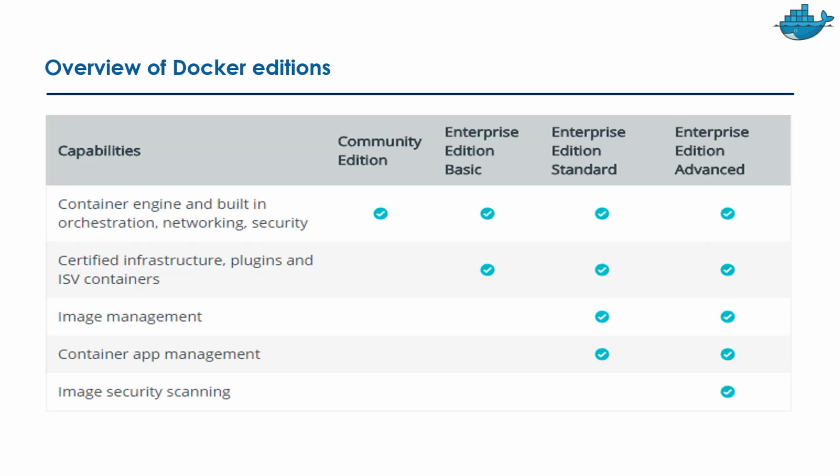These are the features supported on the basis of capabilities like the container engine and built-in orchestration, networking, and security, which is the Community Edition. In Enterprise Edition we have three tiers: Basic, Standard, and Advanced.